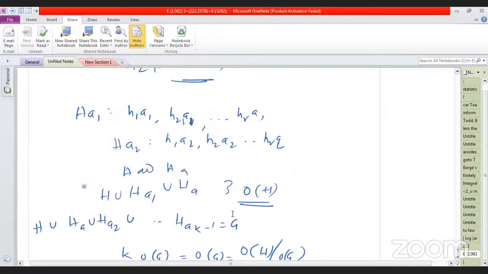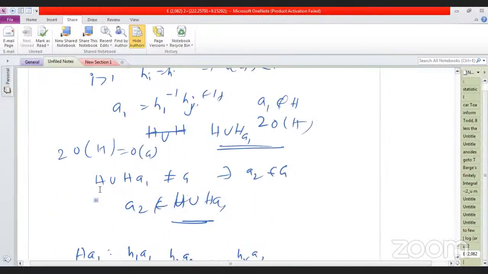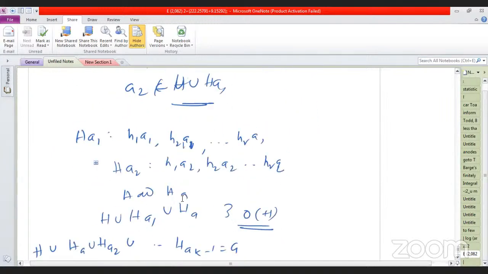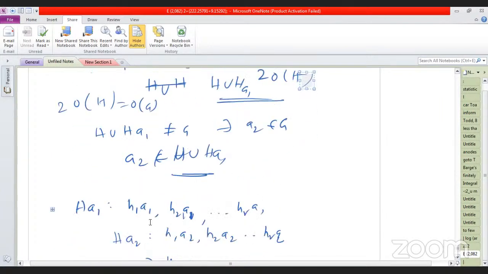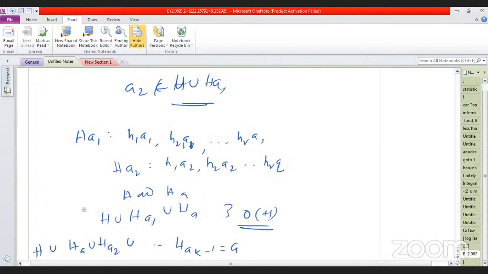Sir, H union HA1 is equal to 2 order of H, how is that? One minute, I will tell you. Don't worry. See here. How many cosets are there? 2H. H union of HA1, that is 2 order of H. See here. H union of HA1, H union of HA2, what is this, 3 order of H? It is correct or not?